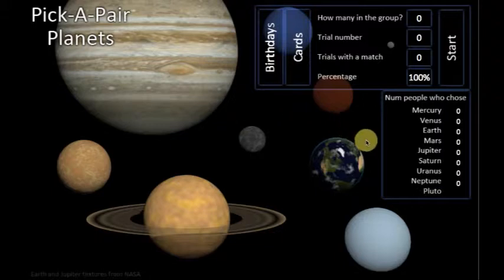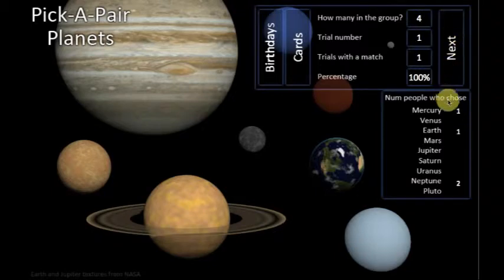Here you want to guess the minimum size of a group needed so that when each person picks their favorite planet, there is a 50% chance that 2 people will pick the same planet. The way to do this is through trial and error. Begin by guessing how large of a group of people you will need. Enter that number between 2 and 40 in the text field in the upper right-hand corner next to how many in this group, and then press the Start button to start the trial.